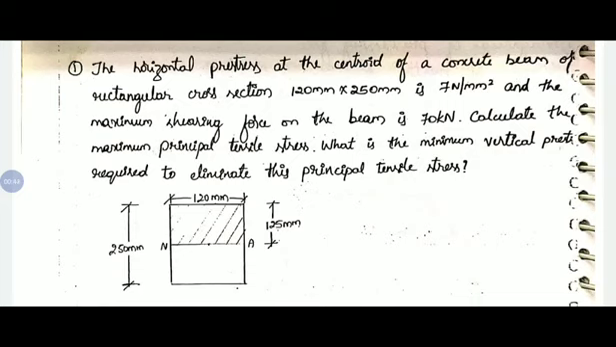So here it is given as a rectangular section with 120 by 250 mm dimensions, and the horizontal pre-stress you are applying is 7 Newton per mm square and a shear force of 70 kilonewton. We need to find out the maximum principal tensile stress and the minimum vertical pre-stress required to eliminate that principal tensile stress.